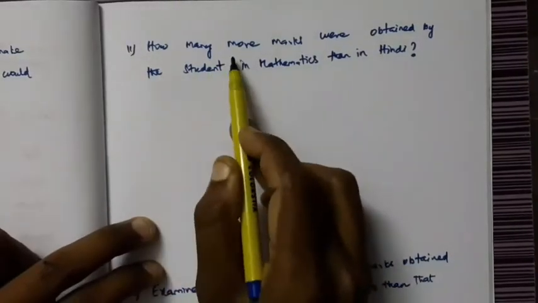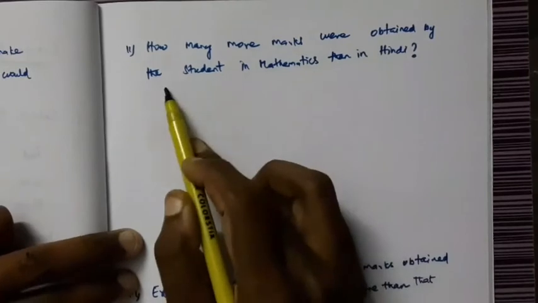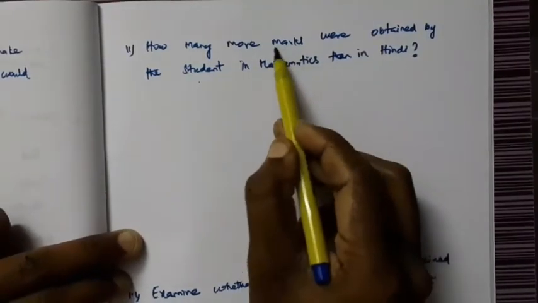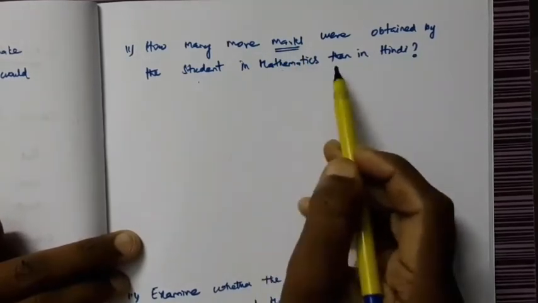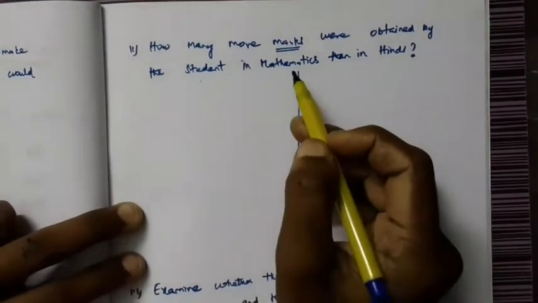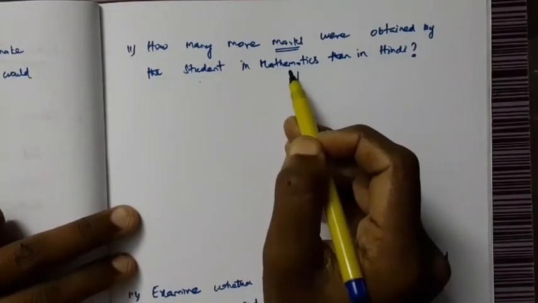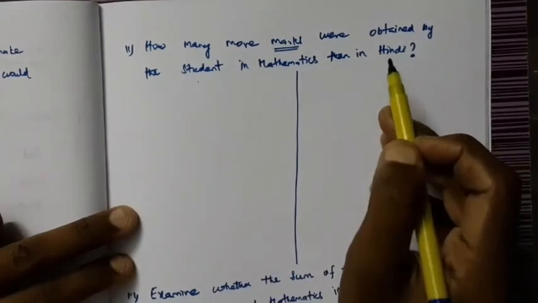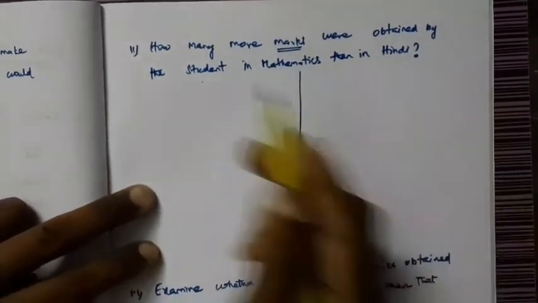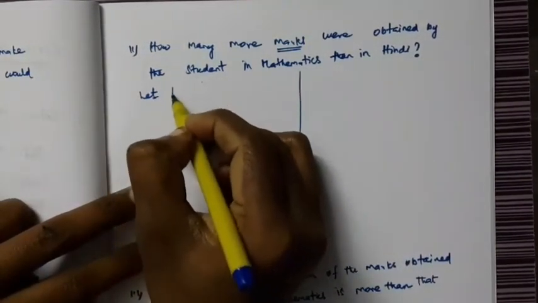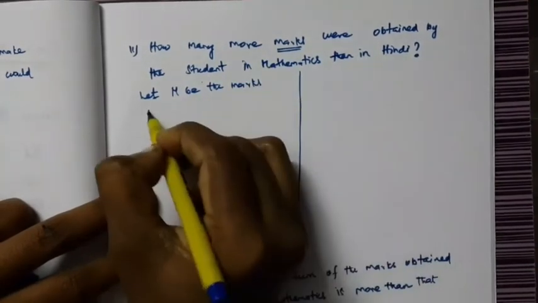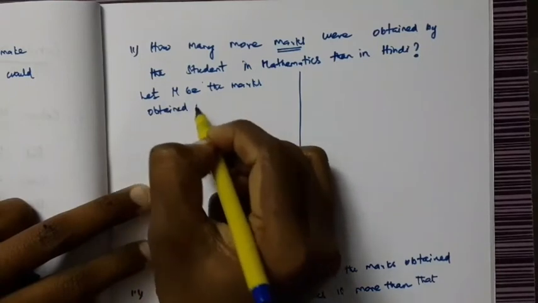Next, how many more marks were obtained by the student in mathematics than in Hindi? There are two ways of doing it. One is to find the marks scored by the student in maths and the marks obtained in Hindi, and then subtract. Let me do it by that method. Let M be the mark obtained in maths.